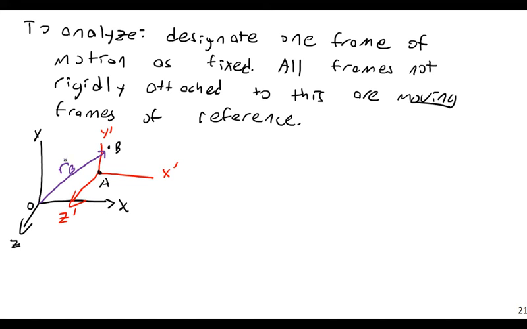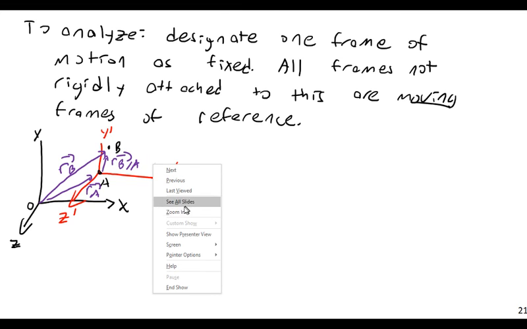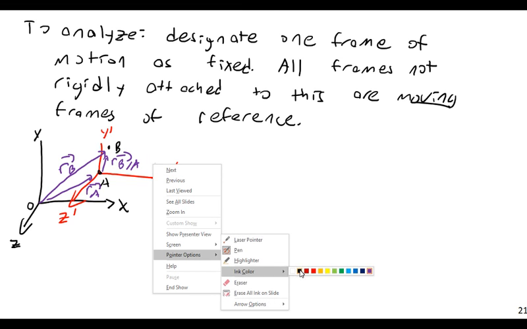RB and RA here. And then this here would be RB with respect to A. All right? So, further comments.